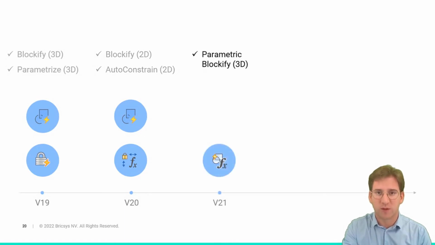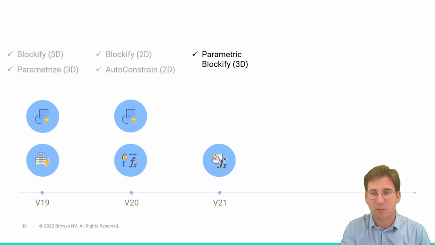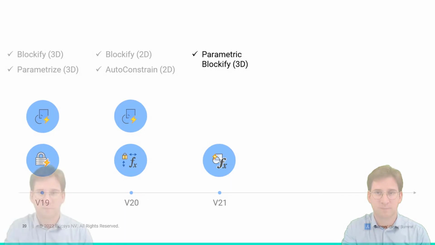In BricsCAD V21, we released groundbreaking AI technology in the parametric Blockify commands. Not only could you now find and replace fully identical objects in model space, but also geometric variants of an input parametric block or a parameterized 3D design would now be identified by parametric Blockify. This tool then replaces these geometric variants by parametric blocks, with the correct parameter values, of course.